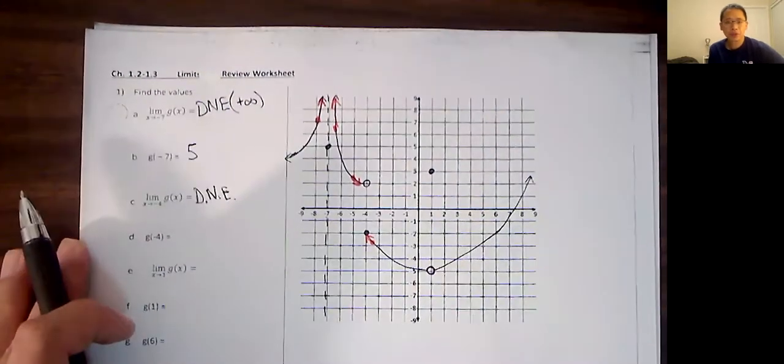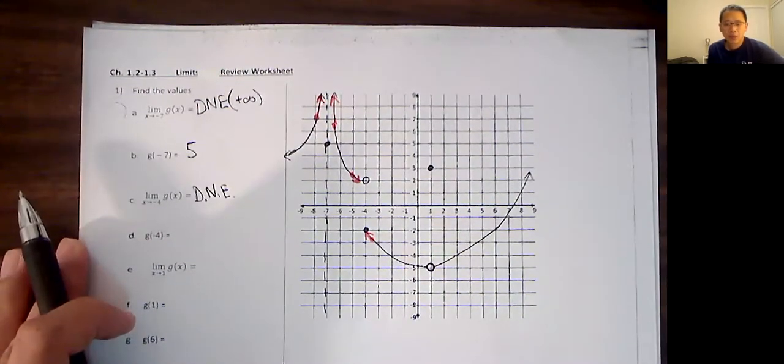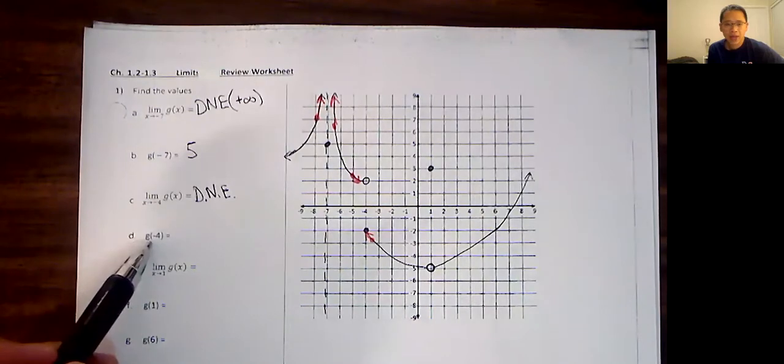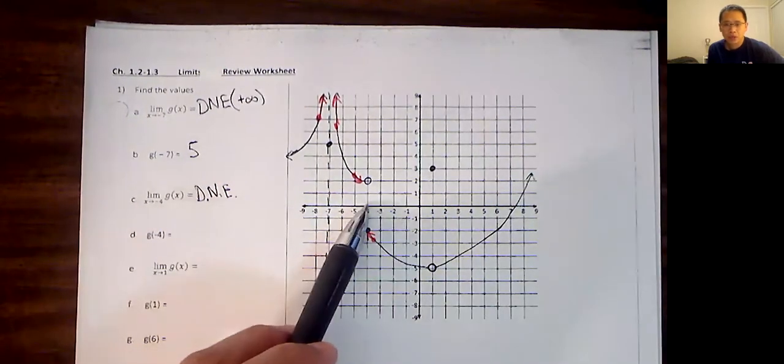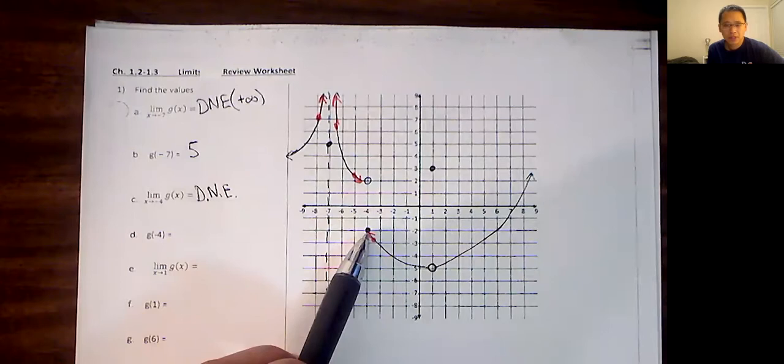Okay, g of -4. We want to pinpoint the graph at -4, so at -4, we see there's a hole there, but the graph does exist at this point here, so -2.